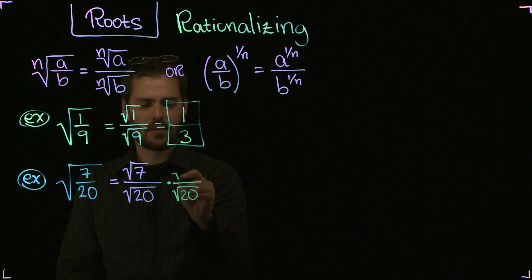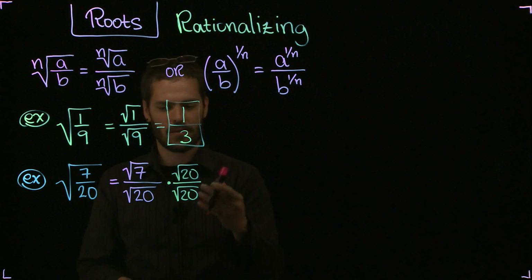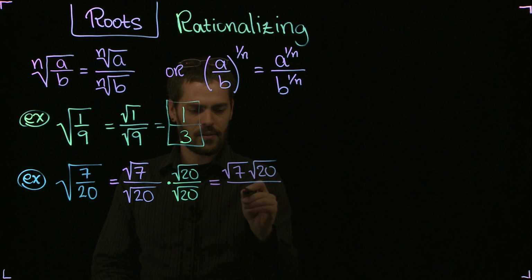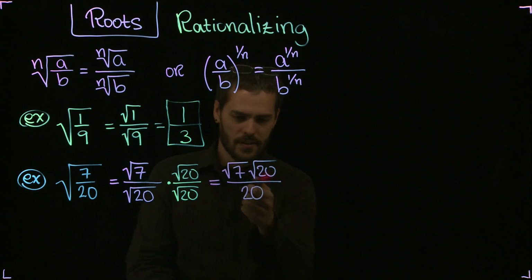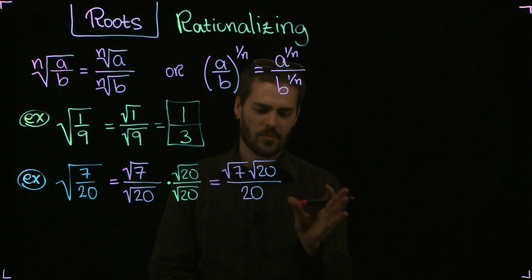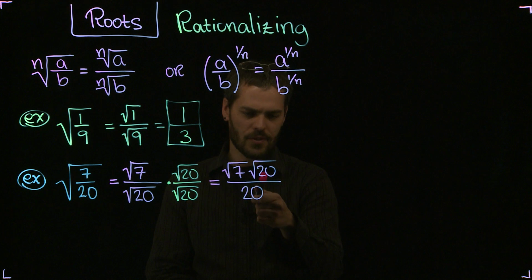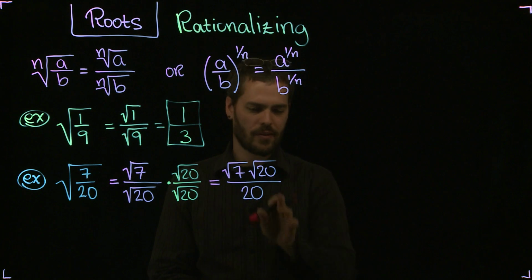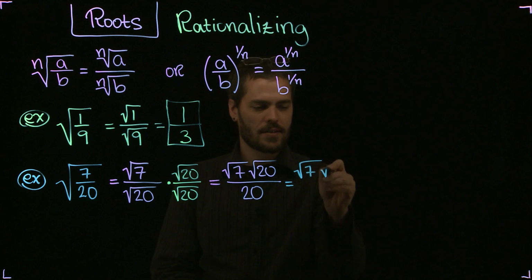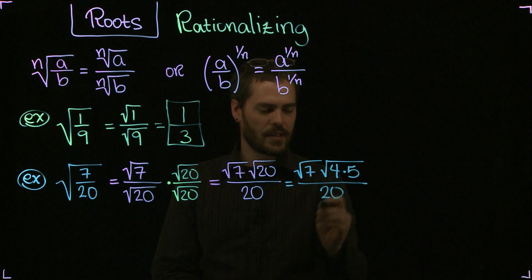So this is root 20 on the bottom, root 20 on the top. And what that gives me is root 7 times root 20 all over 20. Now, we could multiply the 7 and the 20 and put that all under the same root, but I'm not going to do that because I want the simplified exact form in addition to this rationalized denominator case. So the root of 20 itself, remember that there is a perfect square factor in that, namely 4. So I could call this root 7 times root 4 times 5. There's my 20. All over 20 in the denominator.